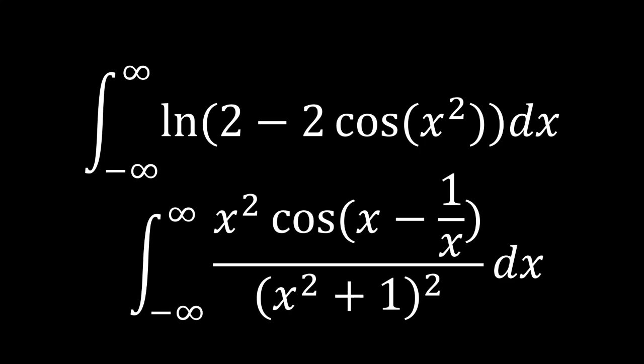In this video we're going to be solving these two cool trigonometric integrals involving cosine and integrated from negative infinity to infinity. So let's go ahead and jump right into it. Hopefully this first integral reminds us of the Fresnel integrals because we have that cosine of x squared and we're integrating from negative infinity to infinity.